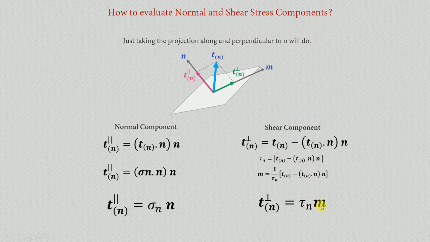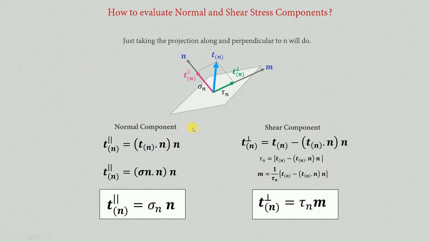Yeah, so this is the m direction that we talked about, which is given by this vector. This is also the unit vector m, and sigma n and tau n are nothing but the lengths of this green and the pink vectors.